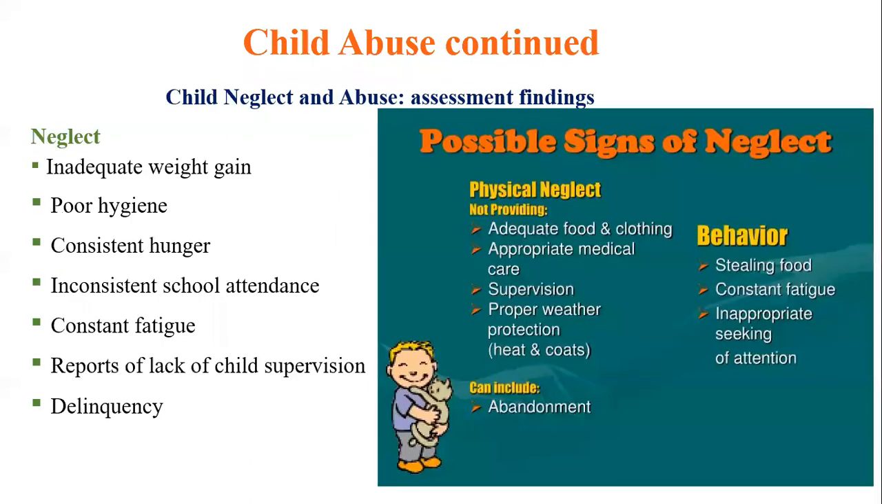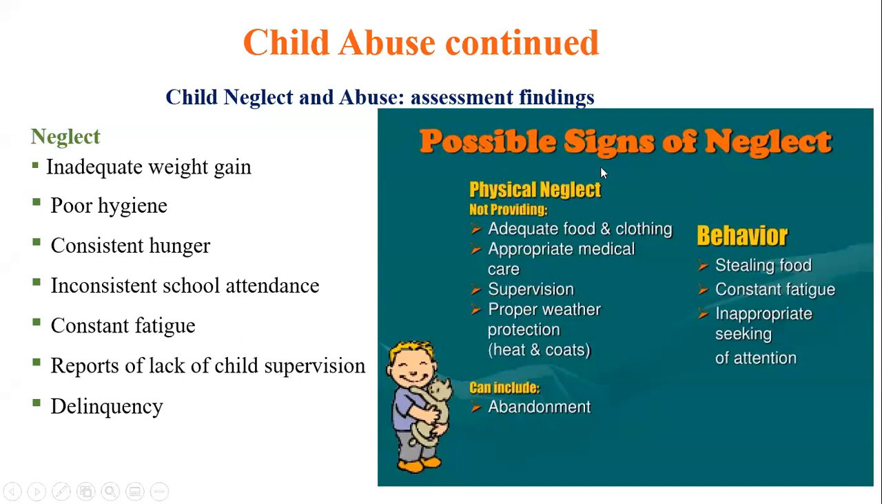So next, child neglect and abuse. Neglect, example here: inadequate weight gain, poor hygiene, or consistent hunger, inconsistent school attendance, constant fatigue, and reports of lack of child supervision.